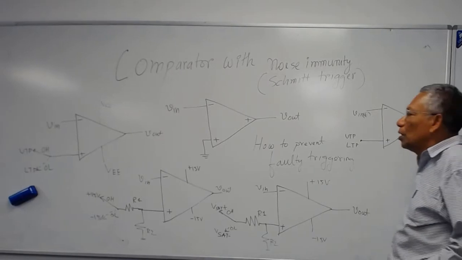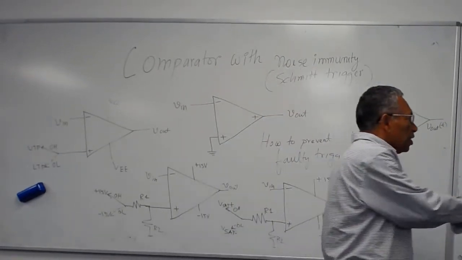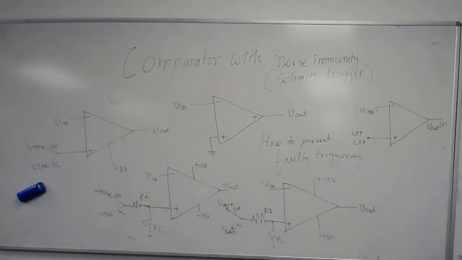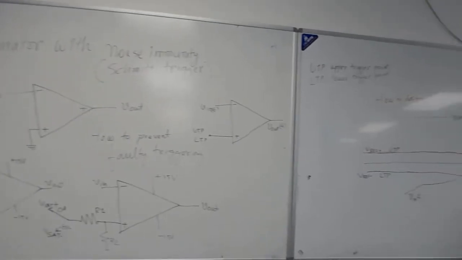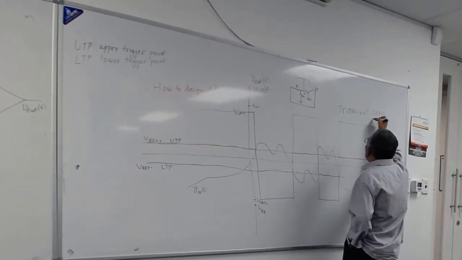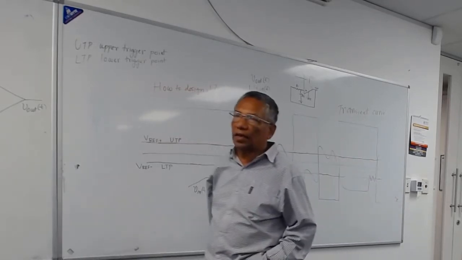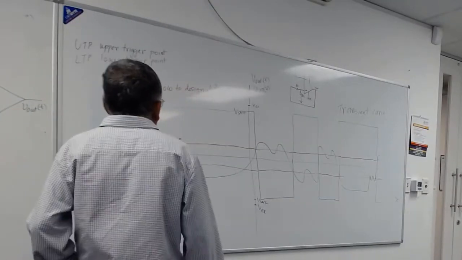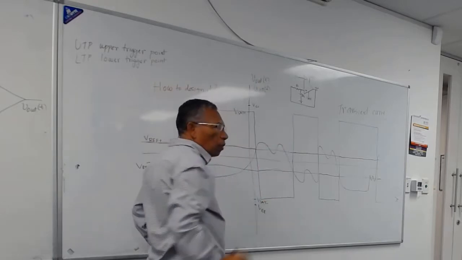So this is your time domain diagram. Okay, this is your time domain diagram, what happens here. Or transient diagram. Transient curve. That shows in time how a Schmitt trigger works.